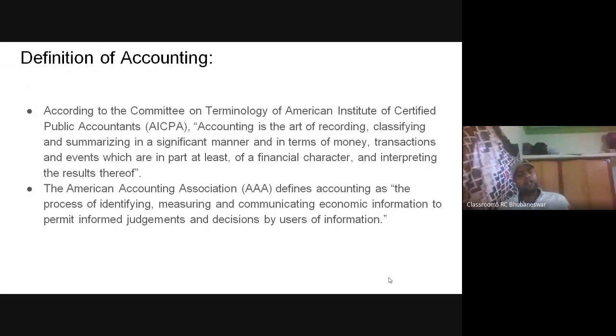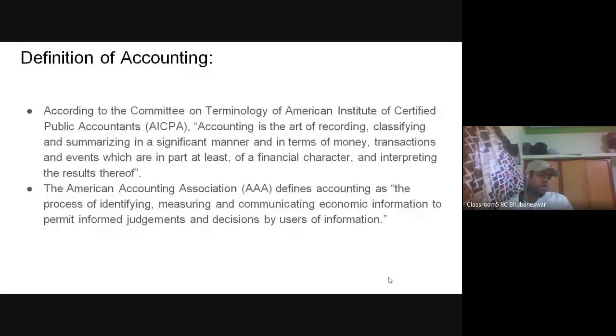The last part, which comes under this definition, is the interpretation part. If profit is there or loss is there, or the financial position of assets, liabilities, capital, how it is there, whether it has been negatively affected or it has increased, decreased, then why it has increased or decreased. So everything will be interpreted there.